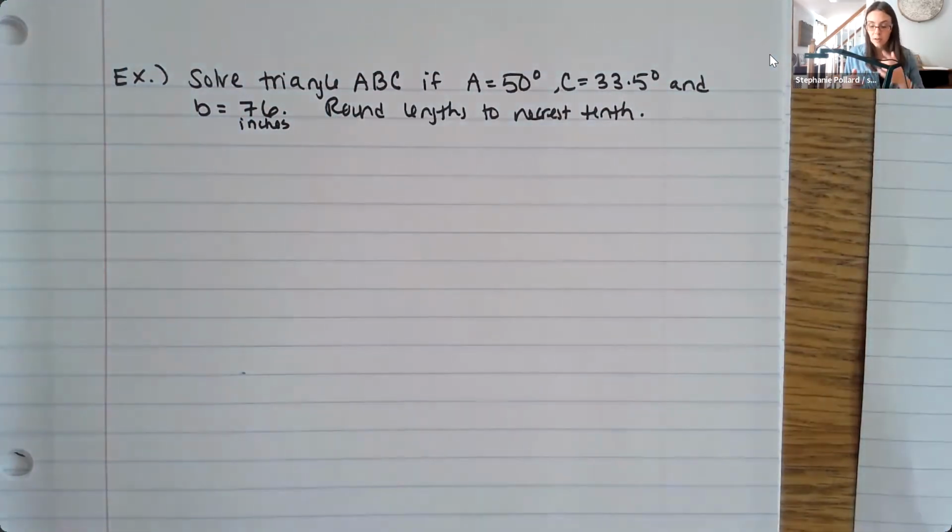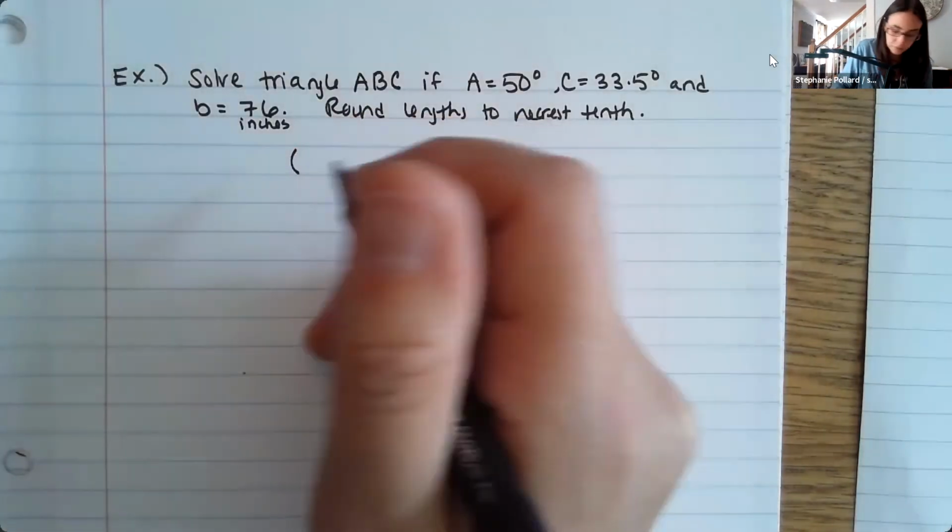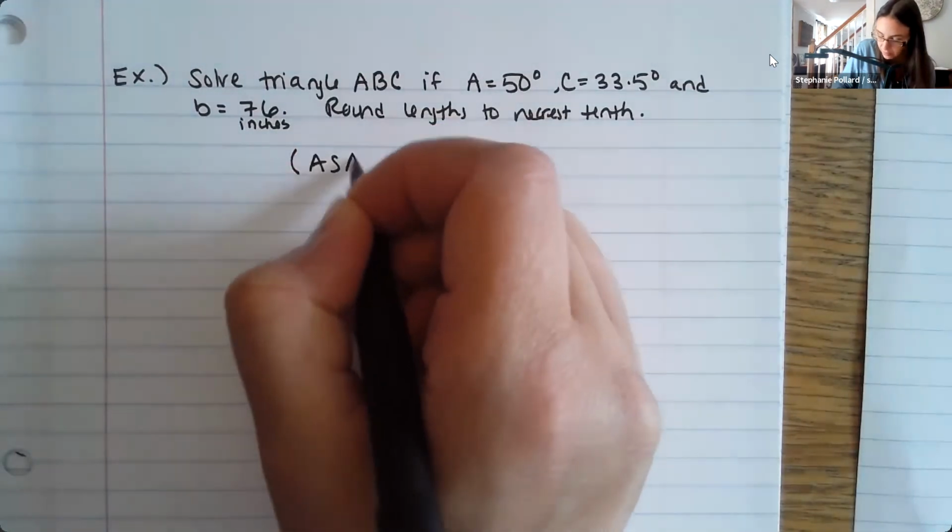All right, so I'm going to start. You have 2 angles and one of the lengths. And actually, this is an angle, side angle triangle.